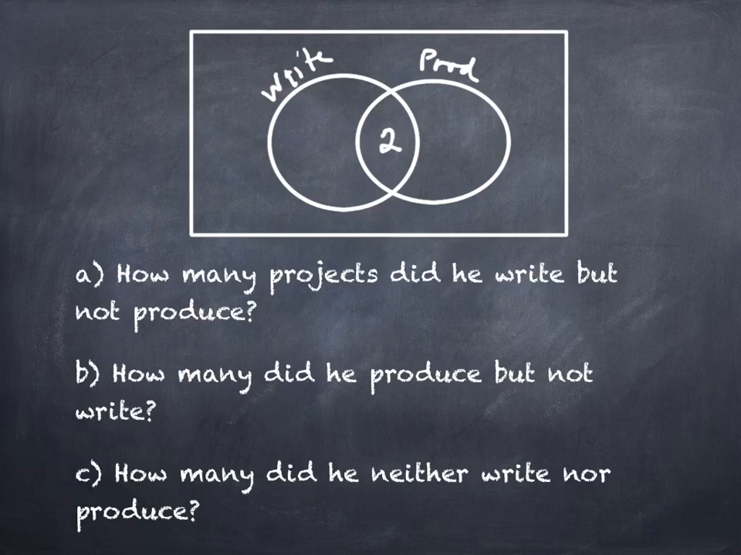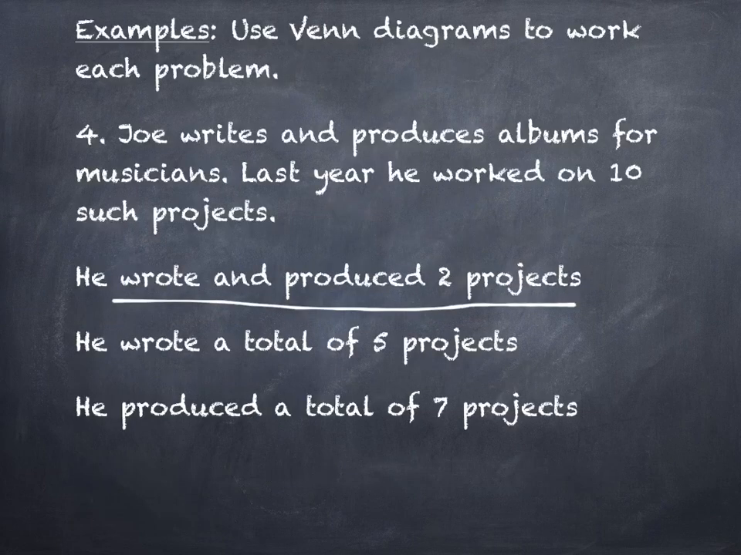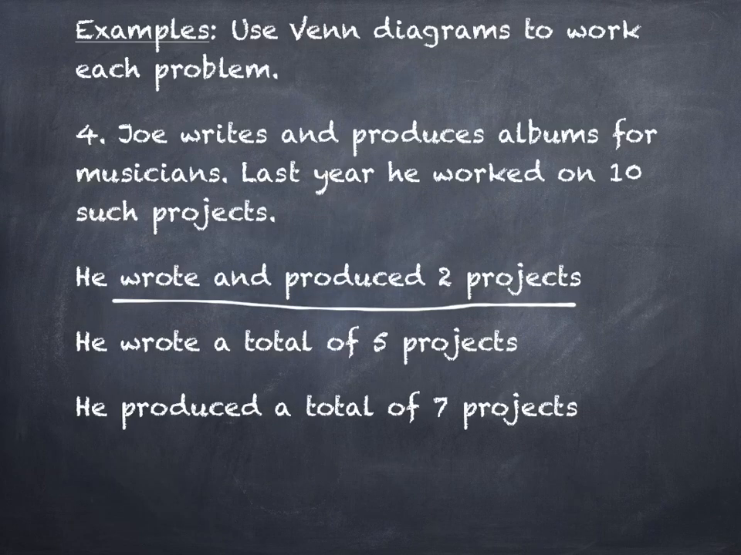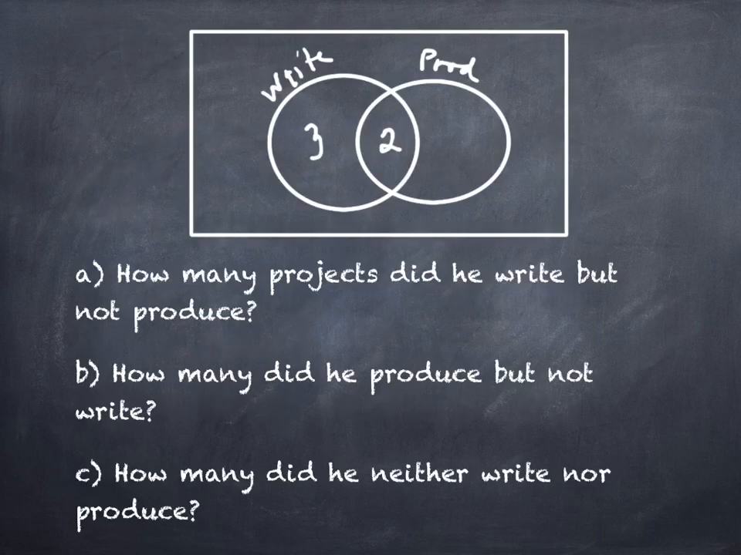Okay? Next piece of information then, so I've taken care of the first piece, and it doesn't really matter now which piece I do next, so we'll just go in order. It says he wrote 5. So this whole circle over here is the ones that he wrote. So what's going to go on the outside part of the circle? 3, because the 3 and the 2 should add up to the 5 that I need, right? Yep. All right, the last piece of information was that he produced 7. So that's my right-hand circle. I have 2 in the middle. What needs to go on the outside? 5.